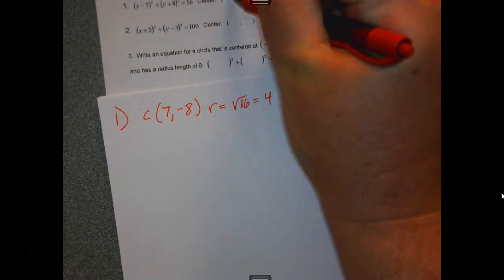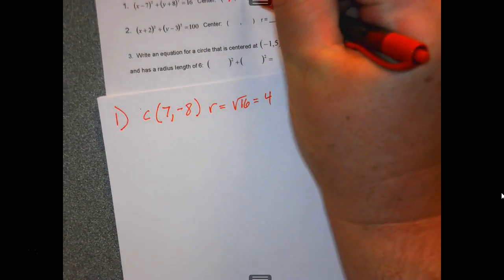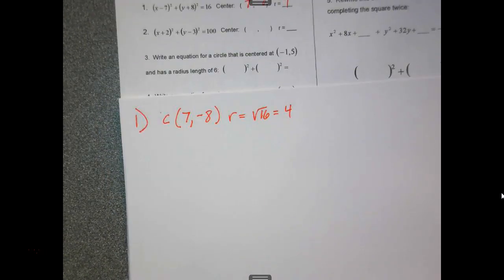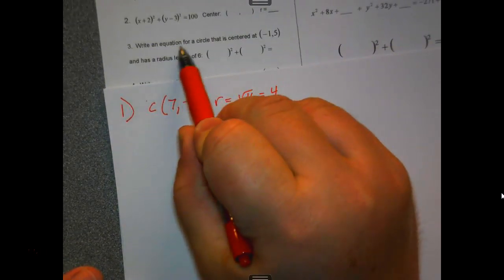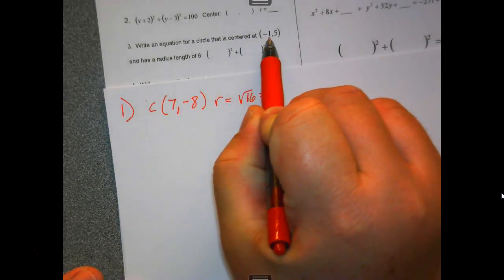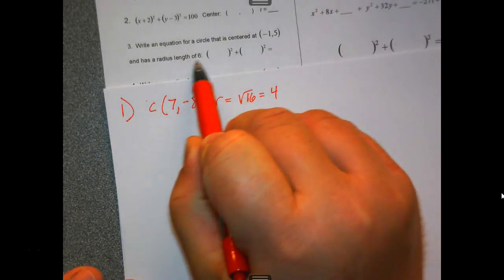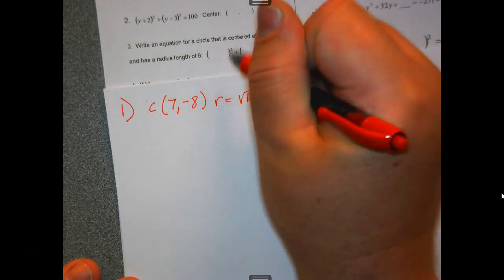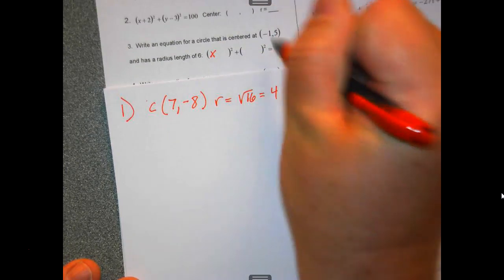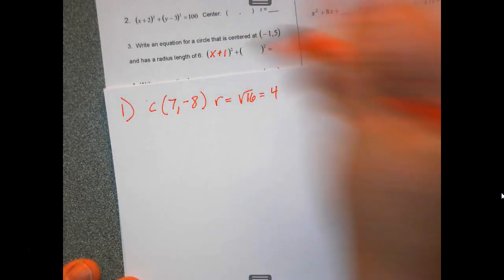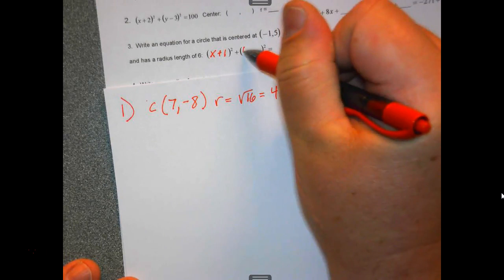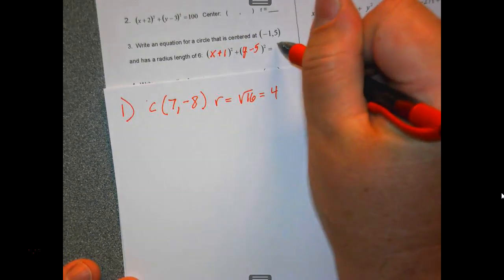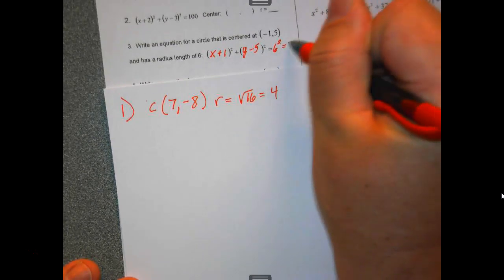So this is 7 and negative 8. Radius of 4. Number 3. Write an equation for a circle that is centered at negative 1, 5 and has a radius length of 6. Well, that's easy. Opposite the sign. So x plus 1 and y minus 5. And I have 6 squared. Or you can put 36. I don't care.